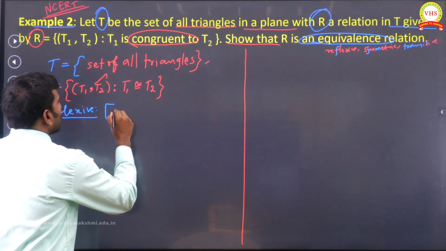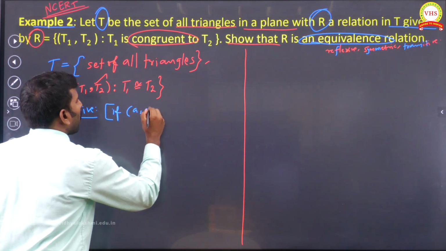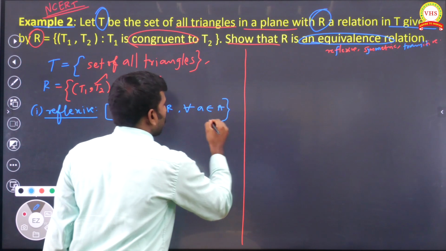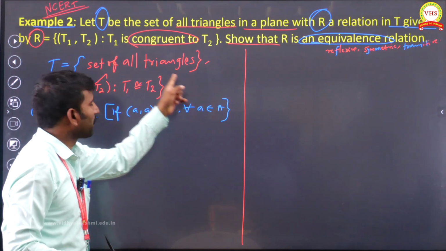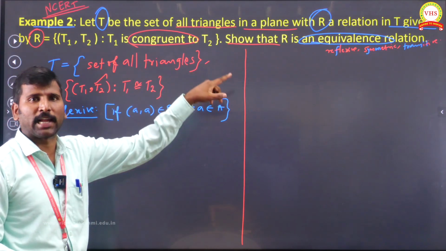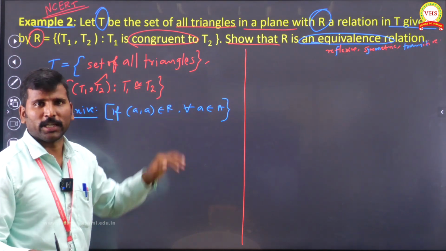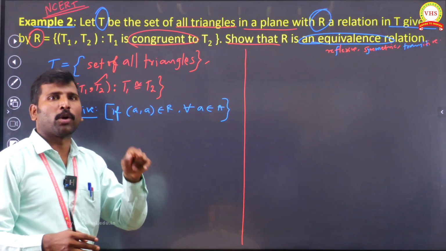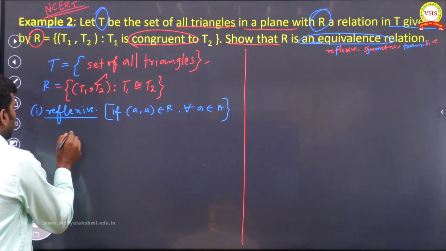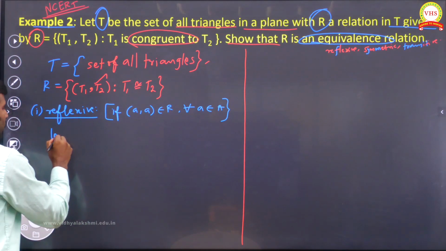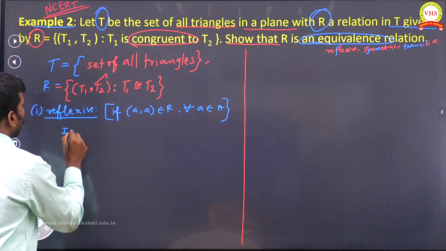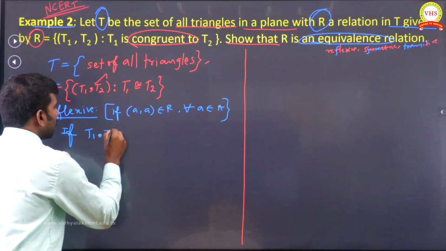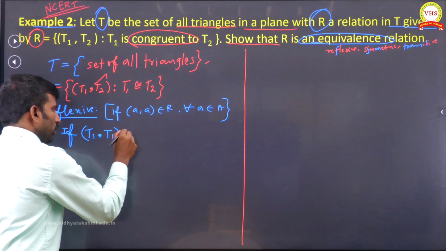So reflexive, generally, it should be (a, a) belongs to R for all a belongs to A. Here A means T for us in this question, the set of all triangles. Small a will be T1, T2 here. Understand? This is the formula, so I wrote it as it is. But in the sums, when you write, you want to use T1, T2 like that. Here, if I am taking triangle 1, then triangle 1 is congruent to triangle 1, surely.